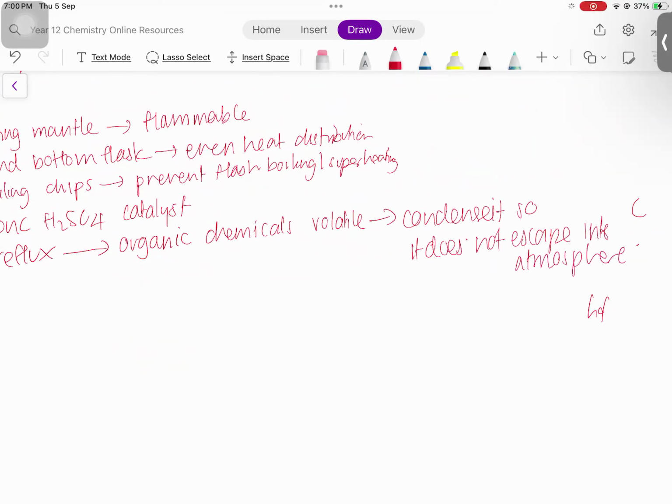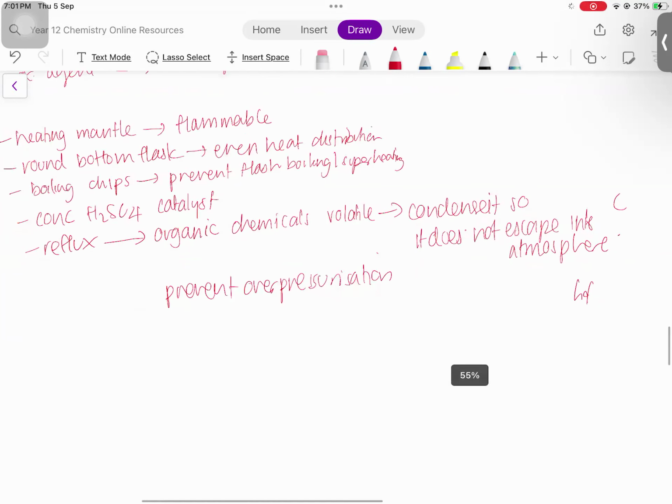Also, the reason why you condense it back down and you don't just have a lid so that it stays as a gas inside of the container is because you want to prevent overpressurization. Gases exert a lot more pressure than liquids do. So you want to condense it down into a liquid so that it doesn't escape, but also so it doesn't create too much pressure inside of the vessel.